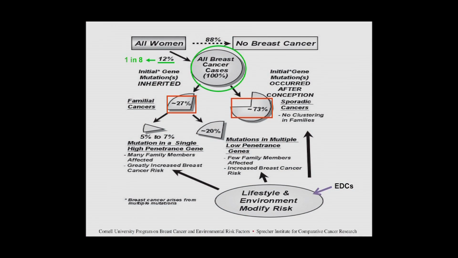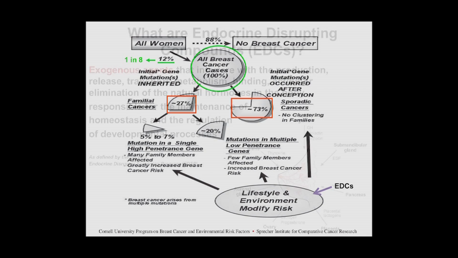I'm going to skip this because you all know now that 1 in 8 women are affected by breast cancer. But the important part is at the bottom of this picture. Environment and lifestyle are really the major portions of what we have in our life that may be modifying breast cancer risk. And I want to specifically talk about endocrine disruptors.